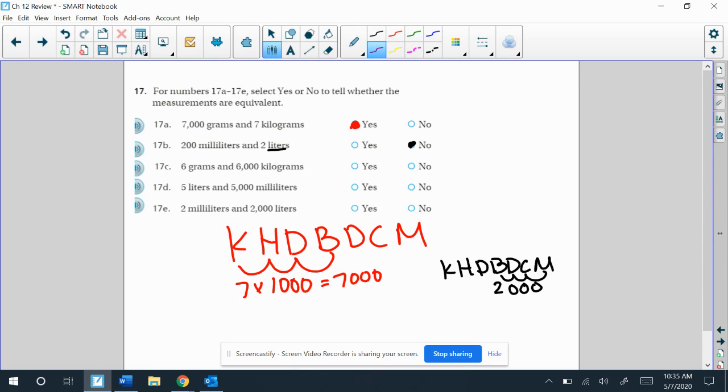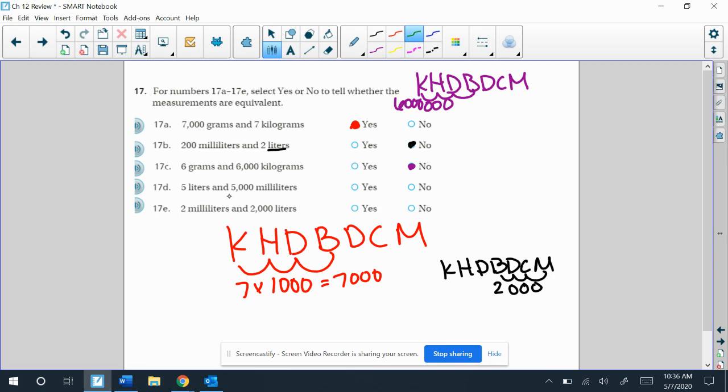6 grams and 6,000 kilograms. Well, write a new saying. Put your larger unit, and we're going to go down to the smaller one. 1, 2, 3. Well, those definitely did not match. All right, let's try this next one.